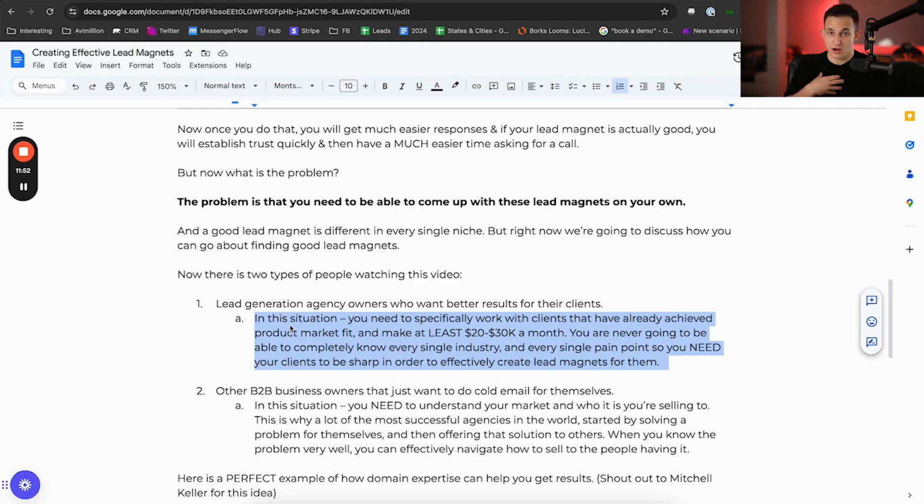That's why I personally recommend any lead generation agency not work with any business doing under 20K a month, bare minimum. That is like the very minimum that you need to be making in order to have product market fit and have a lead generation agency be really certain that they can help you. Okay. Now, that's that. You are never going to be completely able to know every single industry and every single pain point, so you need your clients to be sharp in order to effectively create lead magnets for them. Now, we're going to talk about what that means in a little bit.